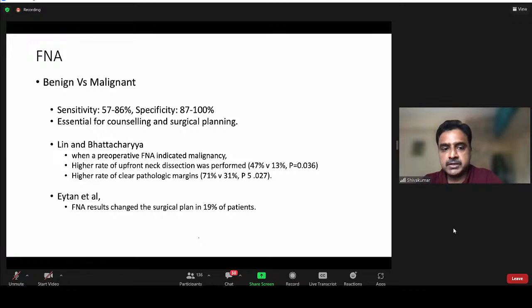And we have various studies which have shown that when a preoperative FNA diagnosis was available, whether benign or malignant, the rate of upfront neck dissections was much higher compared to when you didn't have it, and the margins were much better when you had an upfront diagnosis of malignancy. Also, the surgical plan changed in about 19% of the patients. So definitely, the FNA does help us in taking certain decisions preoperatively itself. Dr. Neha, please go ahead.